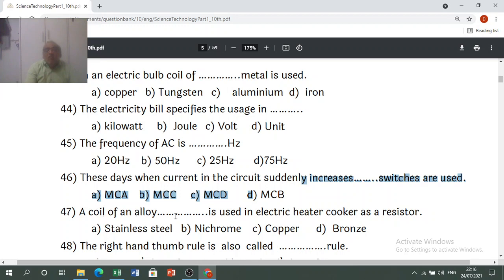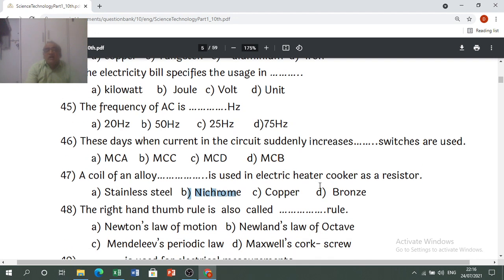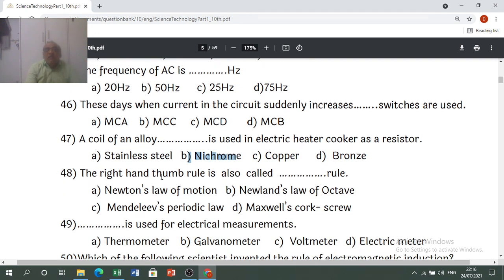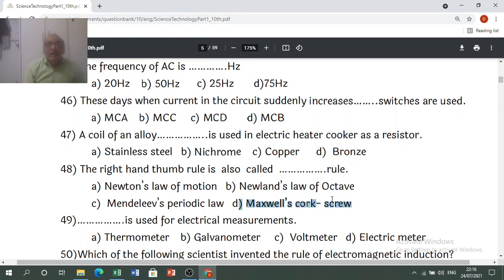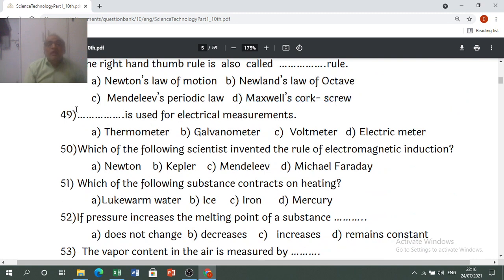A coil of the alloy nichrome is used in an electric heater as a resistor. Answer is B. The right hand thumb rule is also known as Maxwell's corkscrew rule. Answer is D. Galvanometer is used for electric measurement. Option is B.